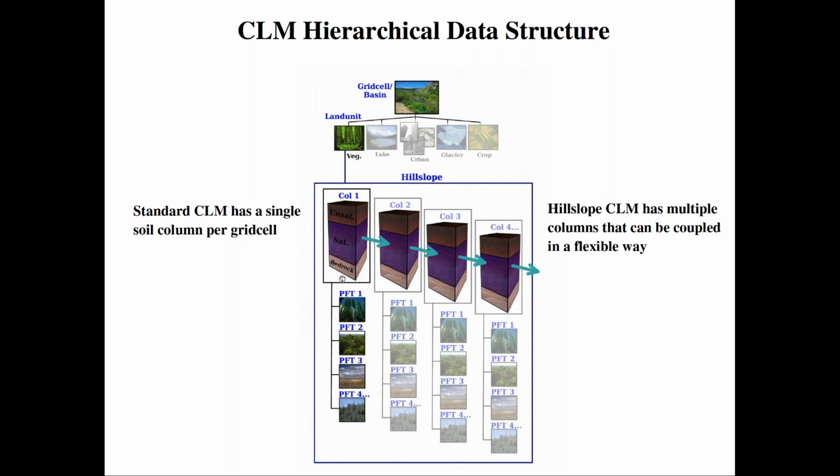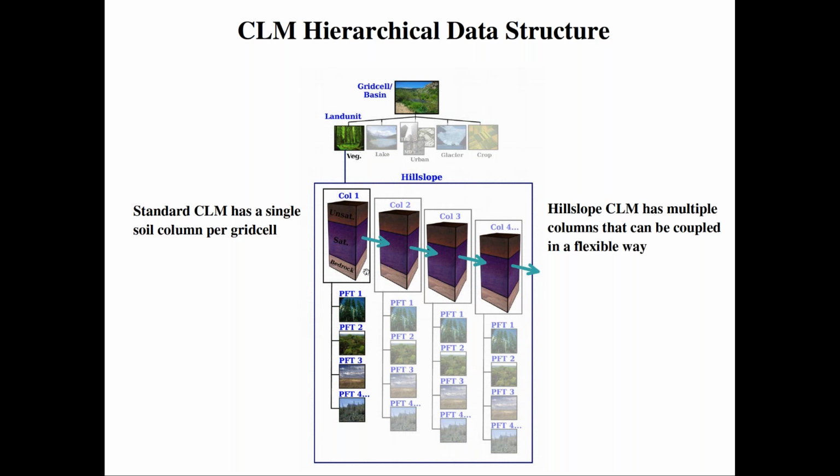And so, for example, in CLM 5, we have 25 layers describing the upper roughly 8 meters of the Earth's surface. And then within a particular column, there are also what are called PFTs, plant functional types. So different kinds of vegetation can share the resources within that column. They can share water and nutrients.